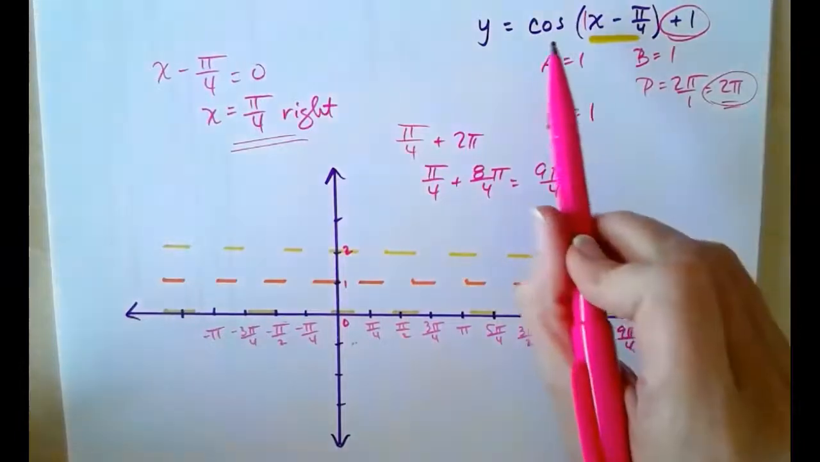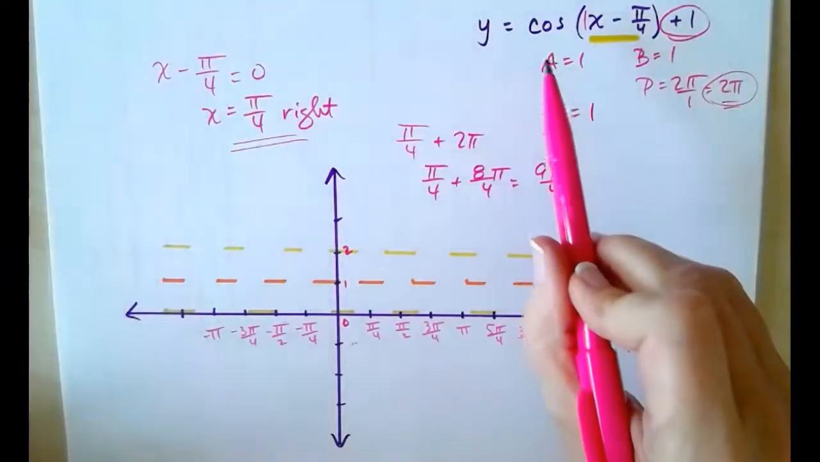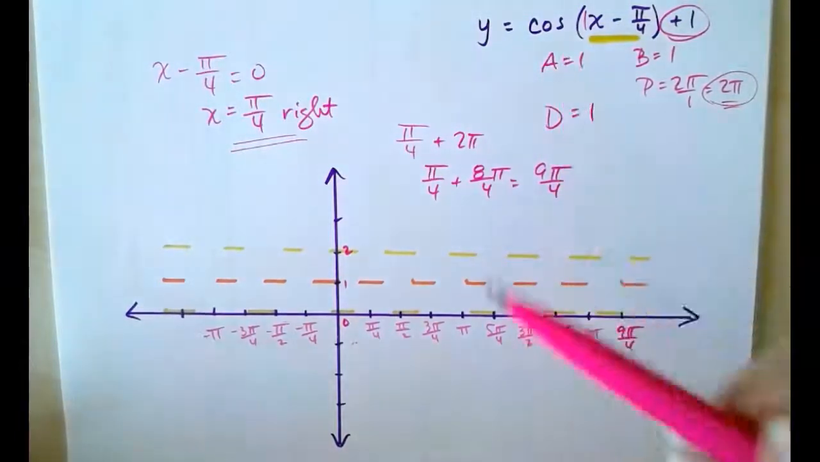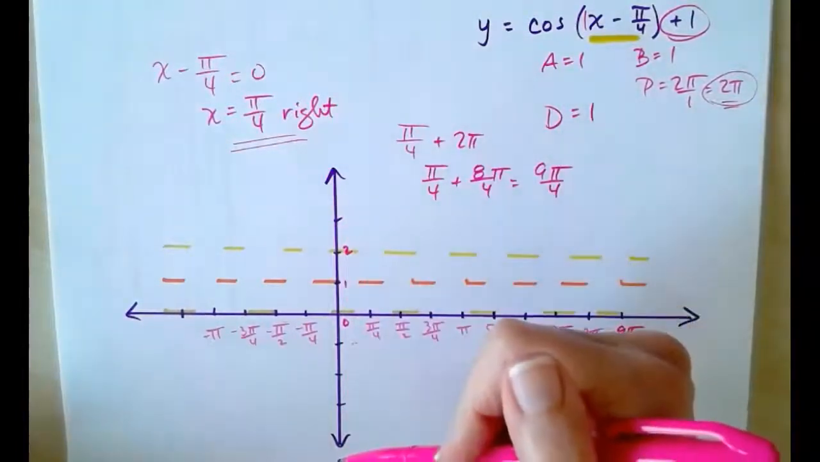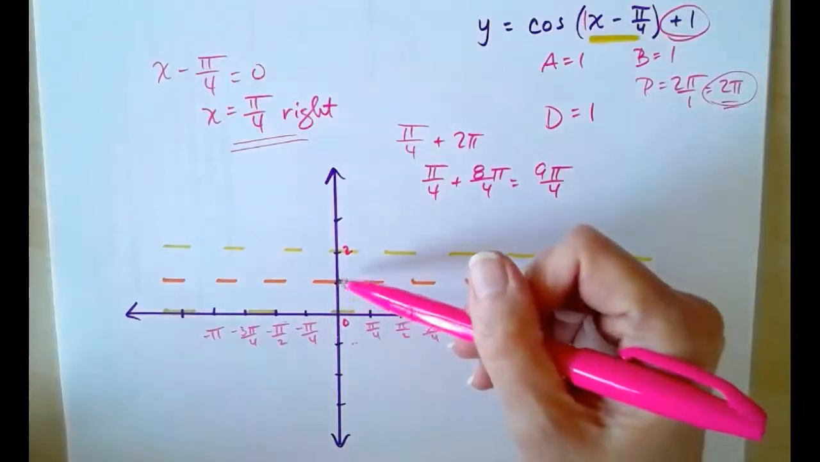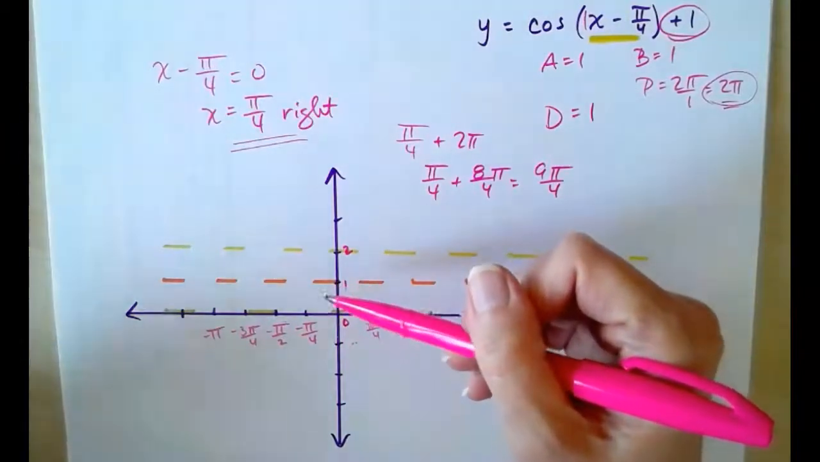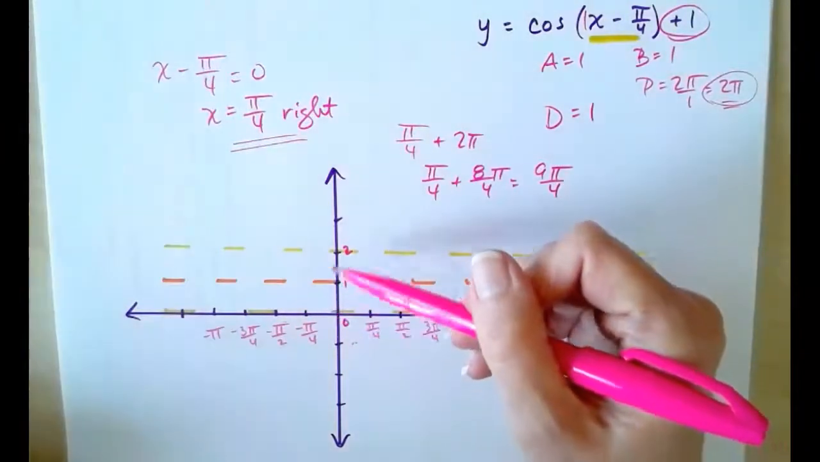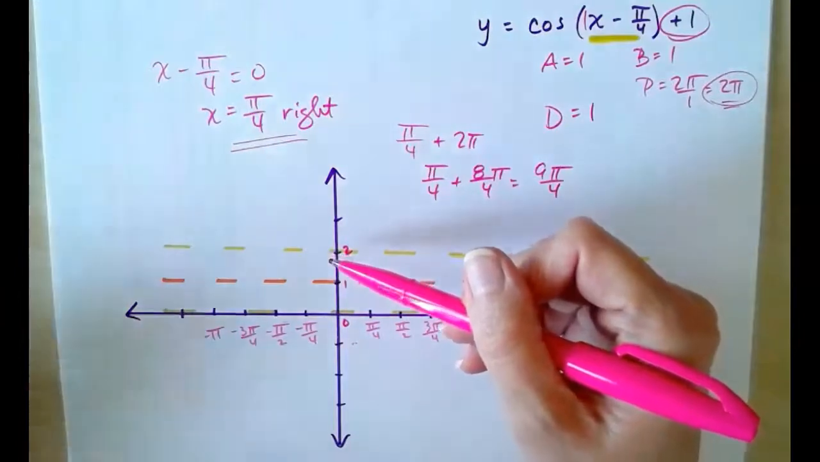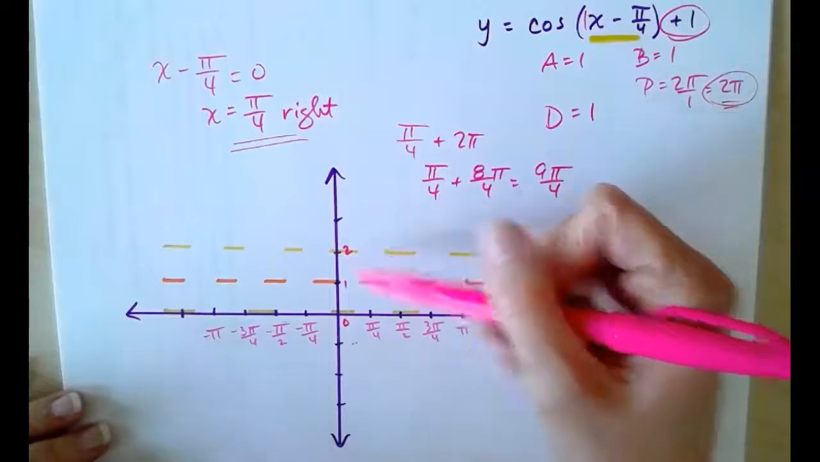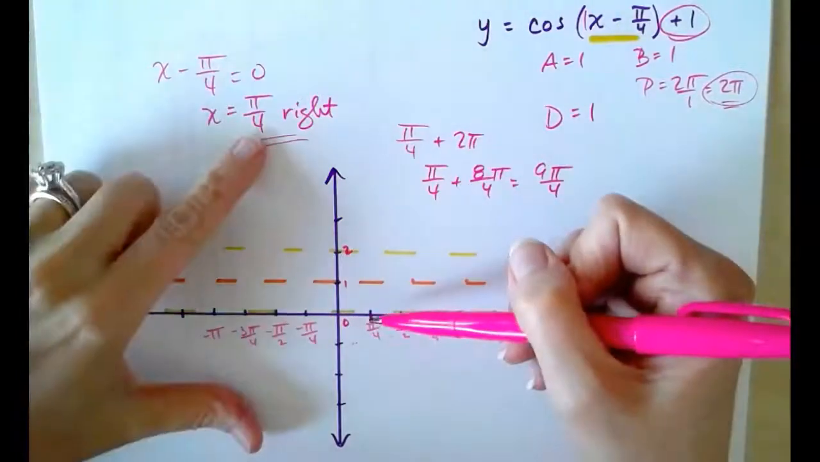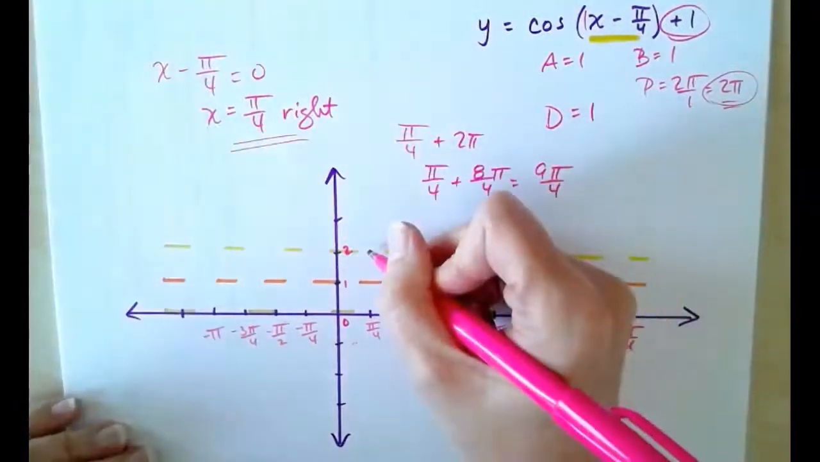So once again, visualize the cosine. The cosine normally starts at a max value on the y-axis at 1. But our midline is up 1, so that's increasing that. So we're going to be starting at 2 for our max value. We're going to be starting at up 2, but over our phase shift, pi over 4.